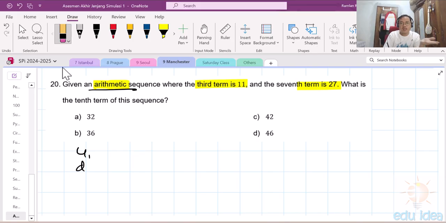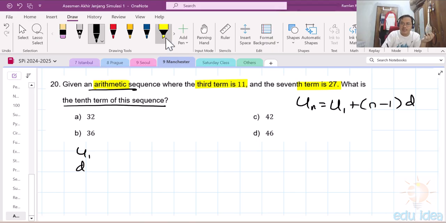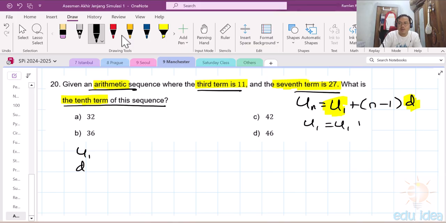We don't know what u1 and d are, because the question asks for the 10th term of the sequence. Remember in the formula, un, the nth term, is equal to the first term plus n minus 1 times d. So we need those two elements to find u10, the 10th term. What we know here is the 7th term and the 3rd term. So how do we connect those two to find the first term and the common difference? Remember another concept that we can use: with this formula, we can actually write it down like this. It's like u1 plus 0d.